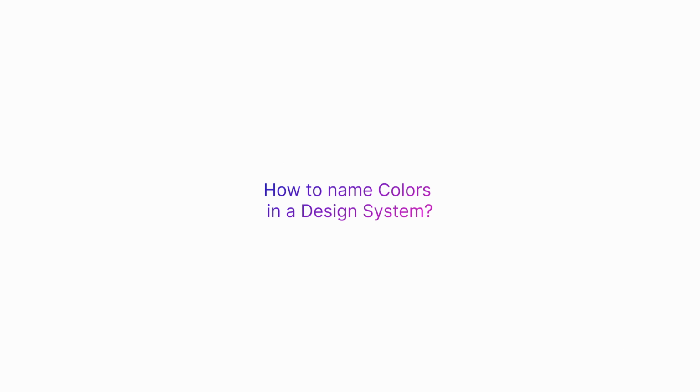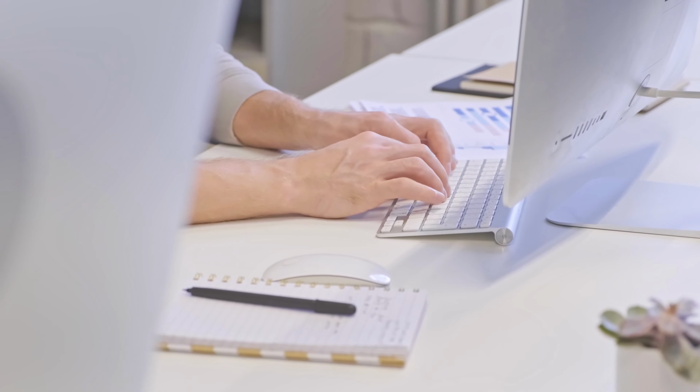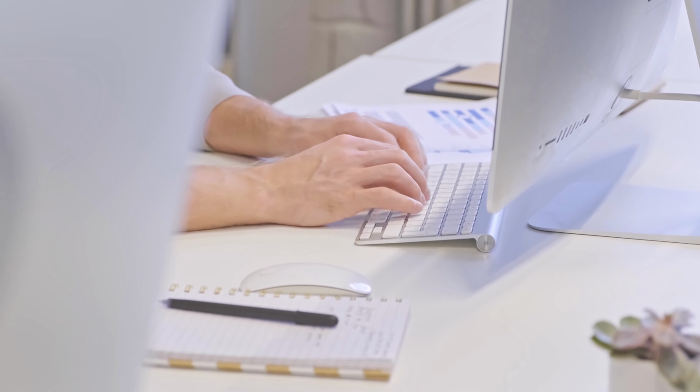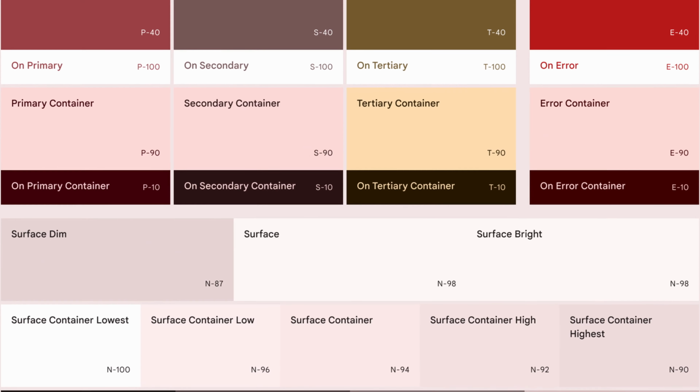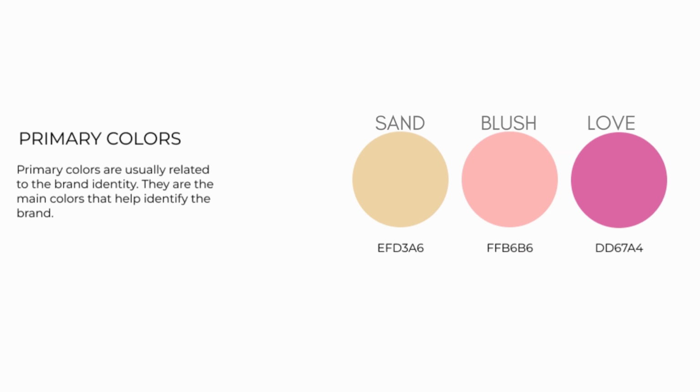How to name colors? For every color, you should represent a shape with the color and the color reference. And you should also name the colors, so it will be easier to identify in the future. There are different approaches to naming colors in a design system. So you can use abstract names, you can use the color name, you can use numbers, or you can add functional names. Choose what is best for you and for your team.